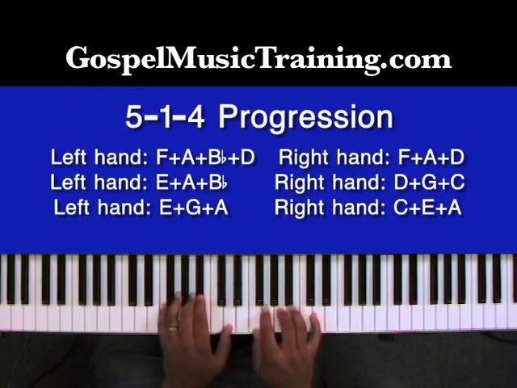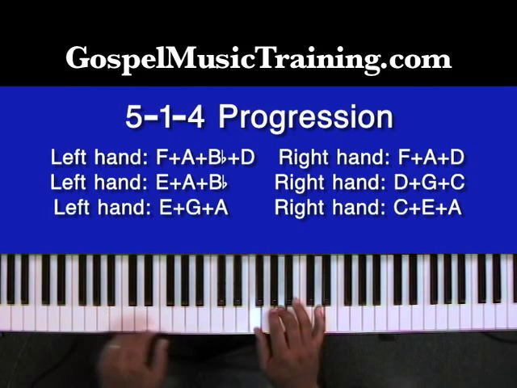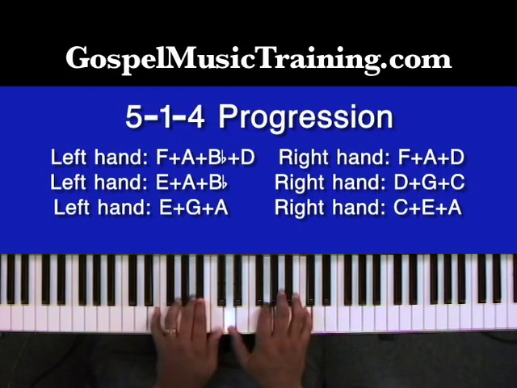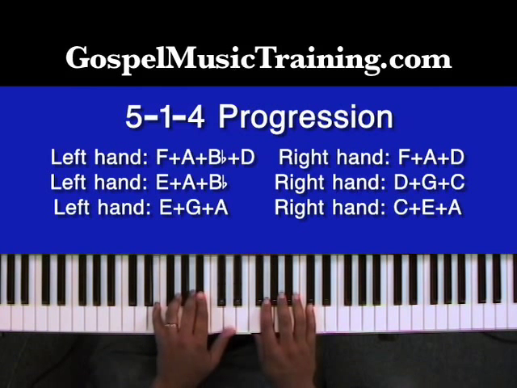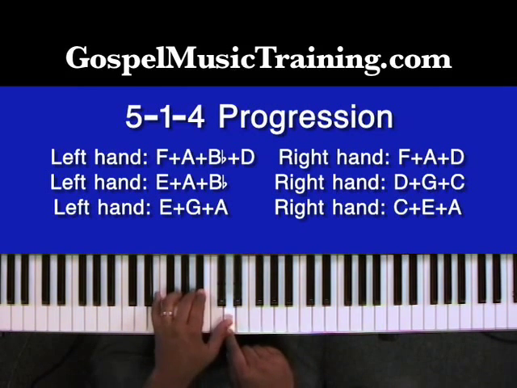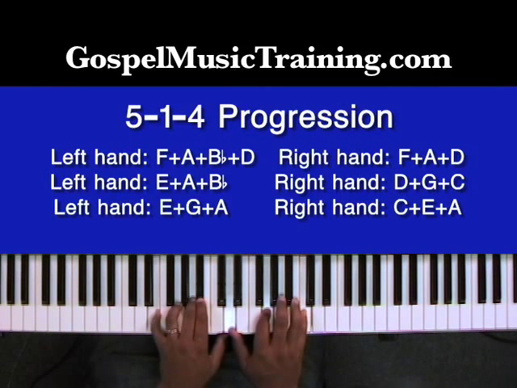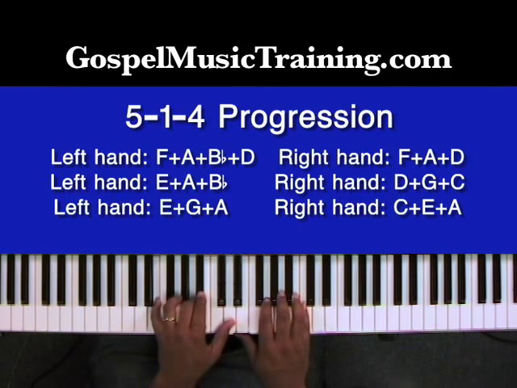And I showed you how to voice this chord in chord counting. So I got F, A, B flat, and D in my left hand. And in my right hand, I have F, A, and D. So now when we get to the 1, we have E, A, B flat, and D, and G and C. You can either play this D with your thumb in your left hand, or you can play it with your right hand.